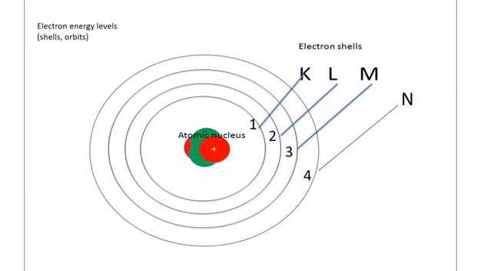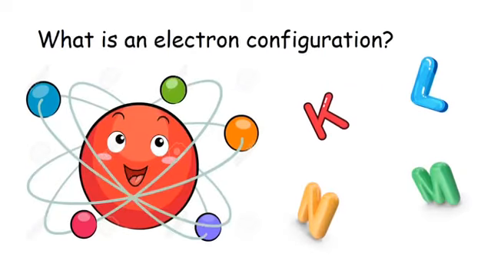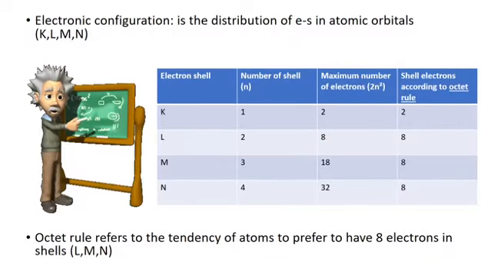We've also discussed different electrons' energy levels, also known as shells or orbits, where we have K as our first shell, L as our second shell, M as our third, and N as our fourth. Now, what is an electron configuration? An electronic configuration is the distribution of electrons in the atomic orbitals K, L, M, and N.